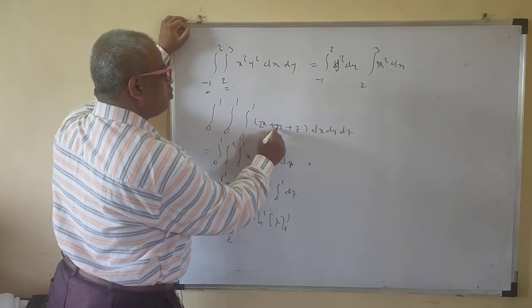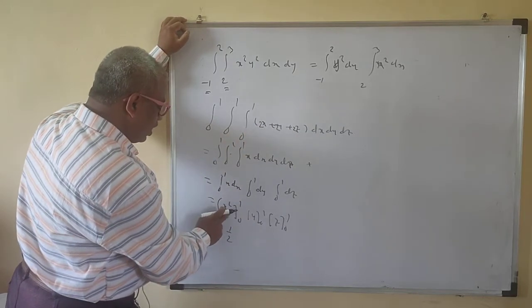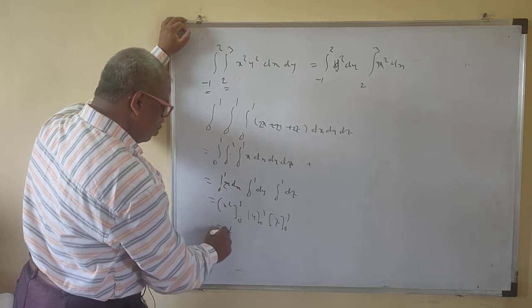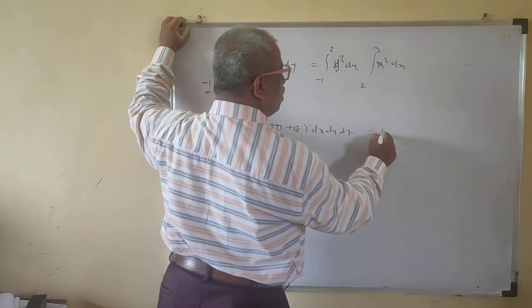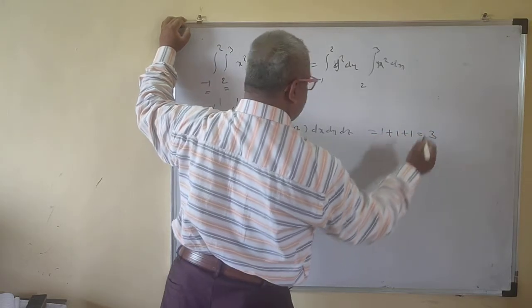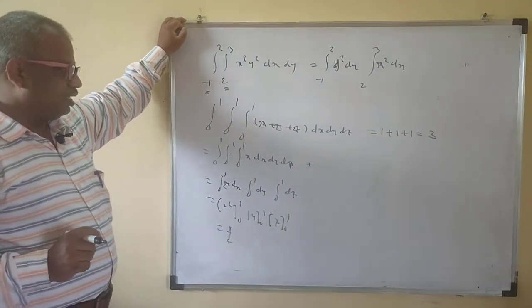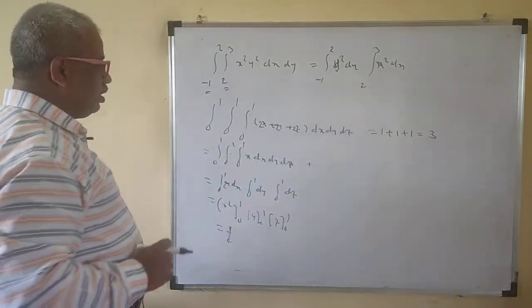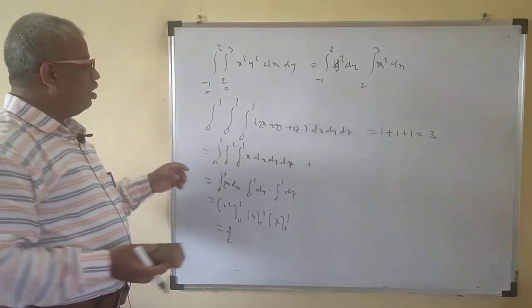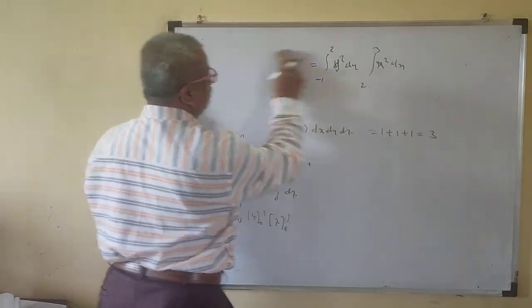If I write this as twice x, twice z, then this 2 gets cancelled. So this is 1 only, this is 1 only. That means 1 plus 1 plus 1, so this integral is 3. So you can do like this. You can use your own idea to evaluate the integral like this.